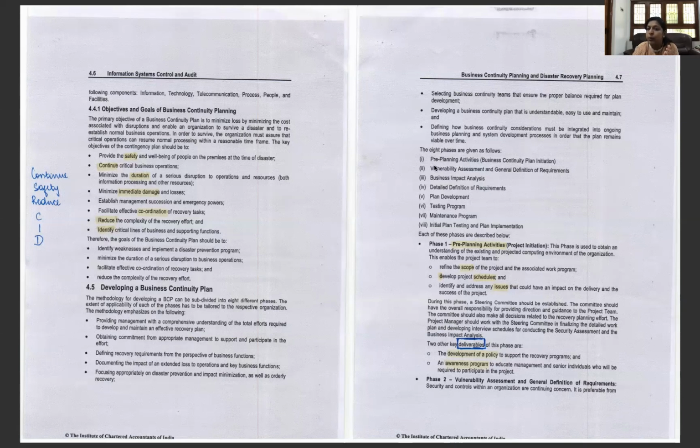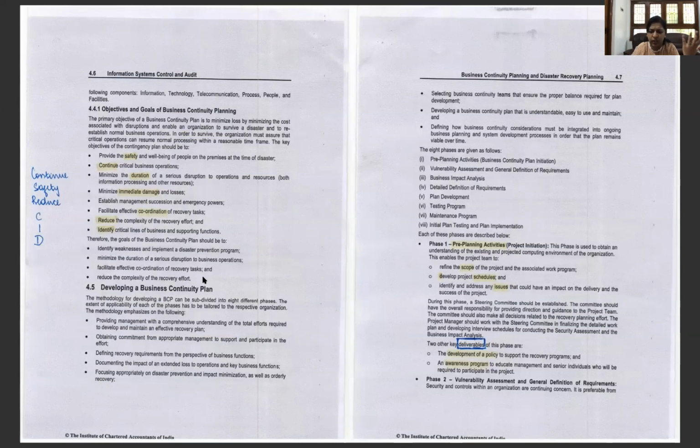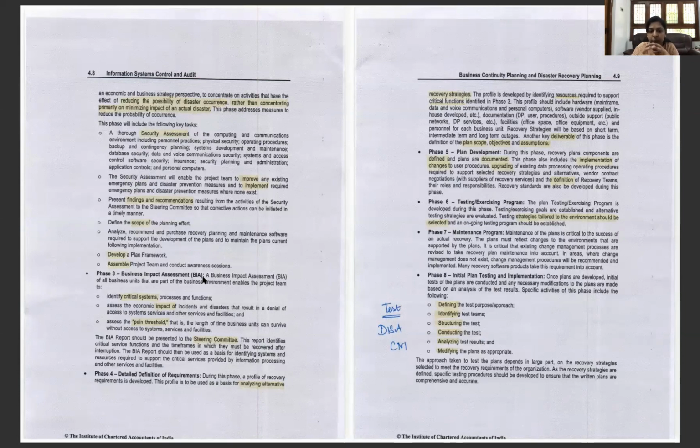Next, we are going to move to an important part, which is business impact analysis. Okay, so here we have three tasks which must be taken: identify critical systems, assess the economic impact, and assess the pain threshold. So what does it deal with? Business impact analysis: how is it going to impact the business? Before, we were seeing how it impacts the people and everyone out there, but here we are focusing only on the business point of view.